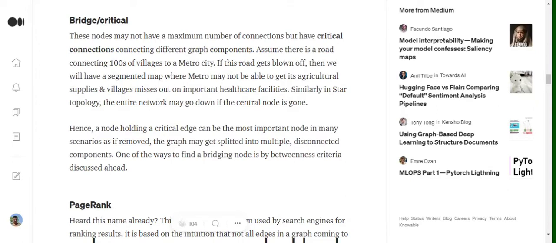Then what will happen is that the city is deprived of some important agricultural essentials, while the villages are deprived of some high-class medical facilities. This means that the road is very critical in this entire graph. This particular edge, once broken down, leads to segmentation of the graph, and the other part becomes just inaccessible. So such nodes are called bridge or critical nodes, and the idea is that such nodes are the most important nodes in some scenarios.